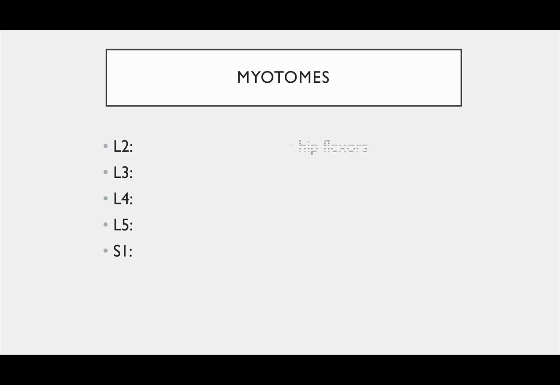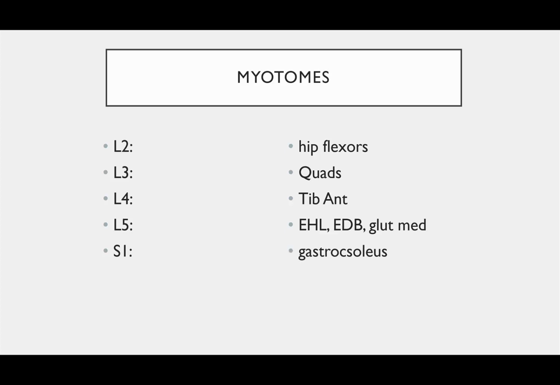The myotomes in the lower extremity: L2, you test the hip flexors. L3, you test your quads. L4, you can test the tib ant. L5 is your great toe or extensor hallucis longus, for instance, extensor digitorum brevis. And for S1, gastroc soleus, right, or plantar flexion strength.